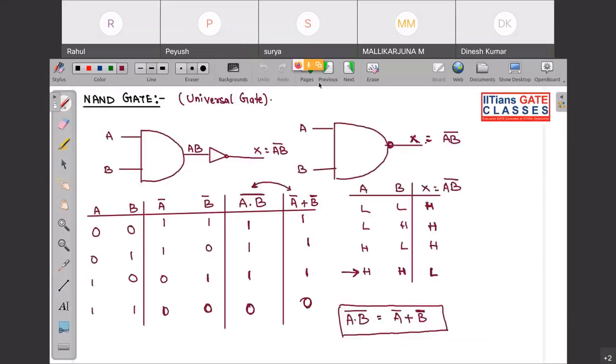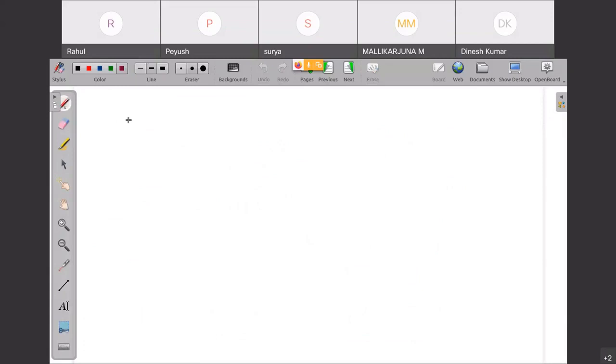Now why is NAND gate called as universal gate? So what did I tell you? OR gate, NOT gate and AND gate. With the help of these gates, I can construct any Boolean algebra. Now, if I am able to construct these 3 gates with the help of NAND gate, then I can construct any Boolean algebra with only a single kind of gate, that is your NAND gate.